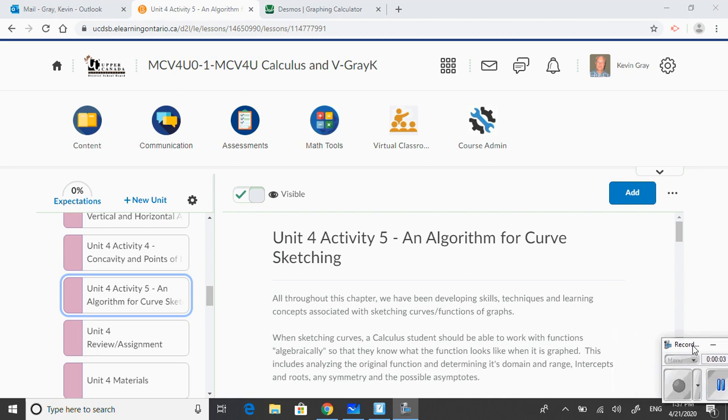Okay, chapter 4, lesson 5 is an algorithm for curve sketching. So we're going to take a look at all the things we're doing in chapter 4. It's kind of a review chapter. Take a look at all the things we've been doing in chapter 4 and sort of bring them all together and use this knowledge to sketch curves.